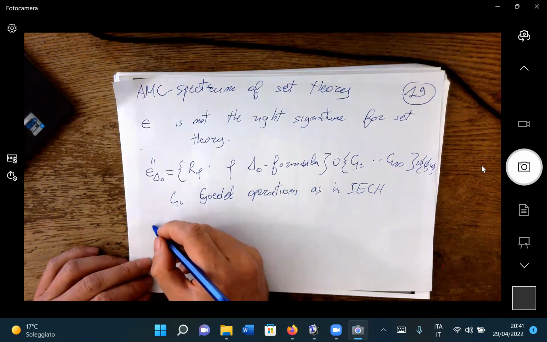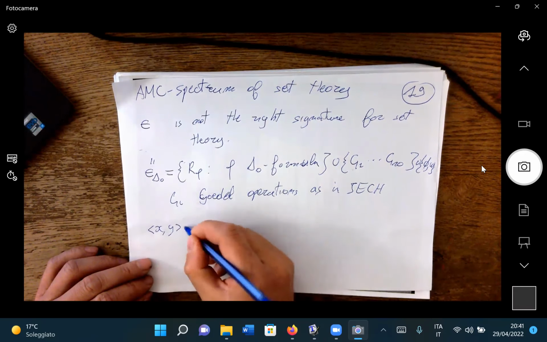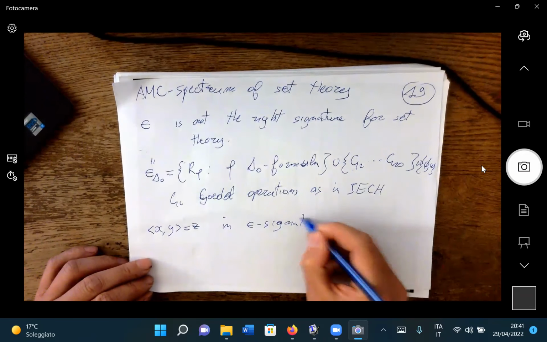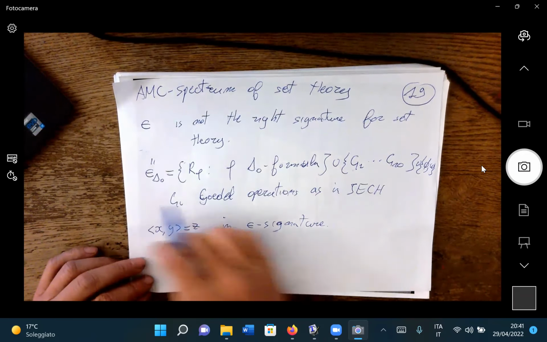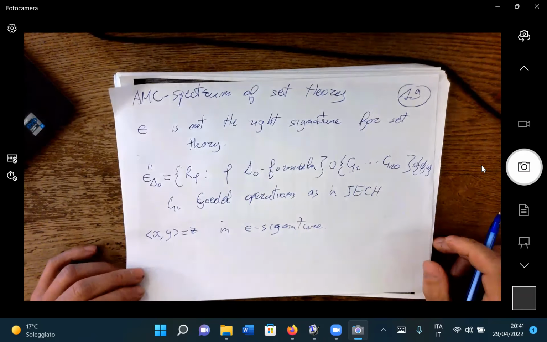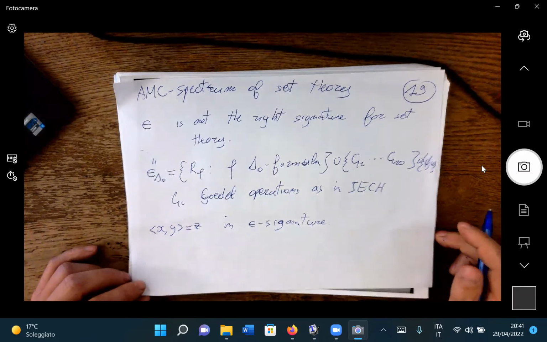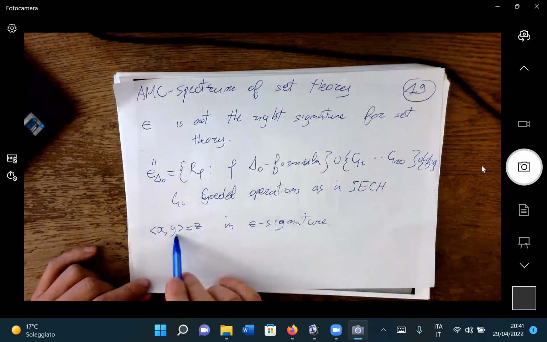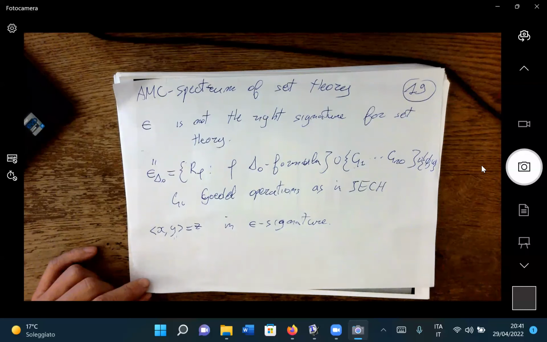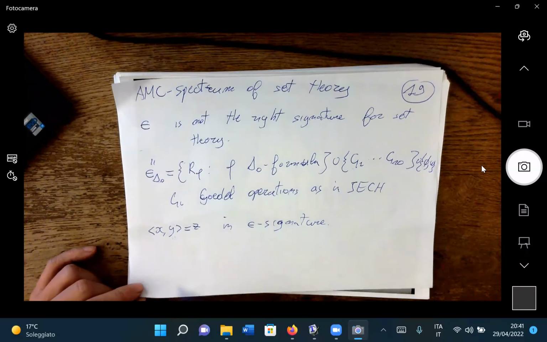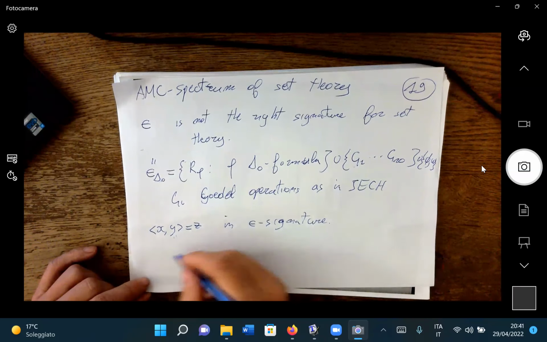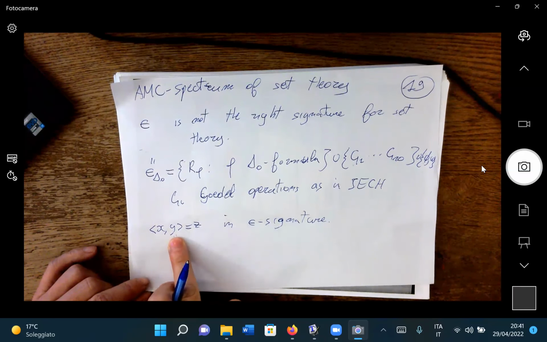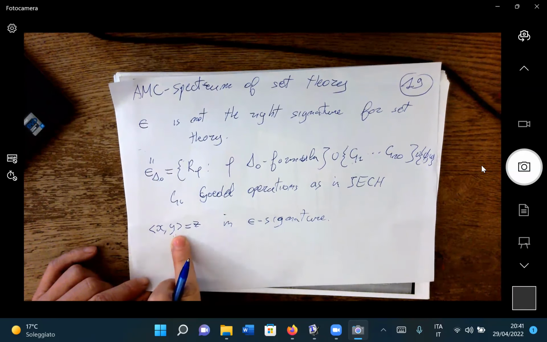Try to formalize x, y equals z in the epsilon signature. I'm not going to do this because it would take a full line and about 1 minute to write down the formula. But in the signature that I'm writing here, I have a function symbol for the ordered pair, and I can write this directly. So in the epsilon signature, the standard axiomatization using the Kuratowski trick gives a sigma 2 formula.